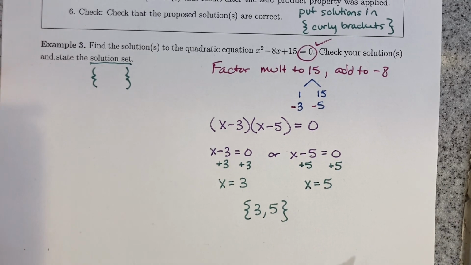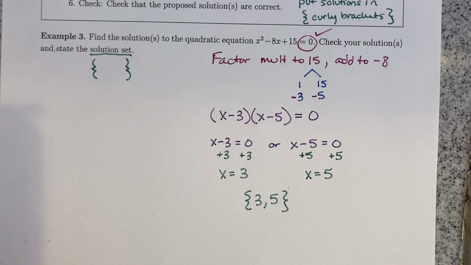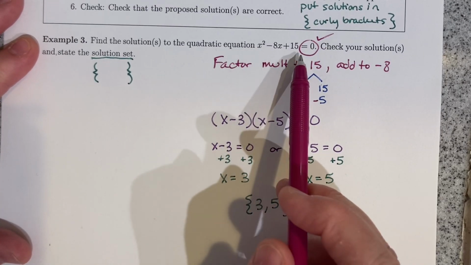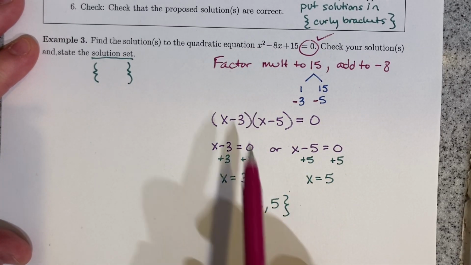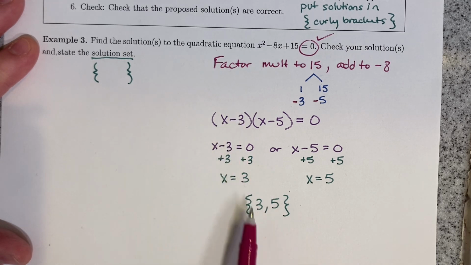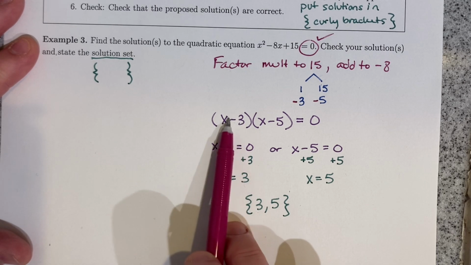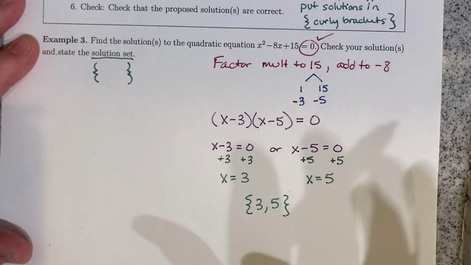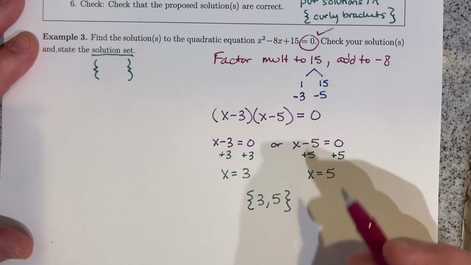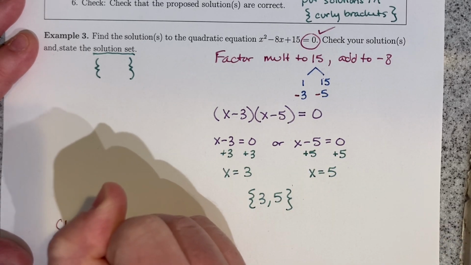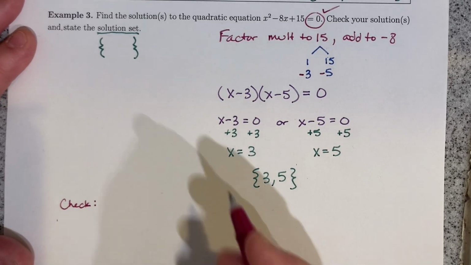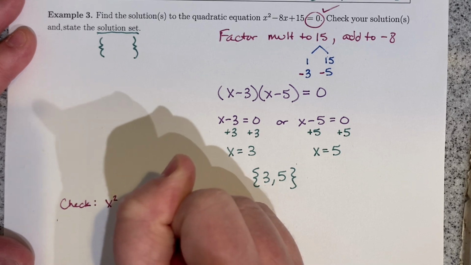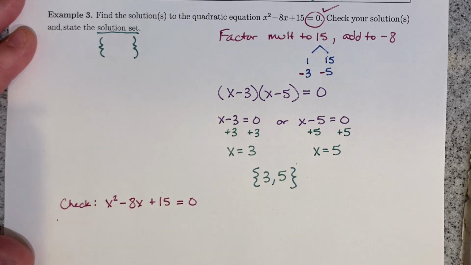And it did want us to check, so let's check both solutions. To check, usually you'd want to use the original equation, because if I put these into the factored version, hopefully we see, oh yeah, 3 would make this one 0, 5 would make the second one 0. That isn't too bad. But let's check in the original just to make sure we factored correctly too. So our original is x squared minus 8x plus 15 equals 0.